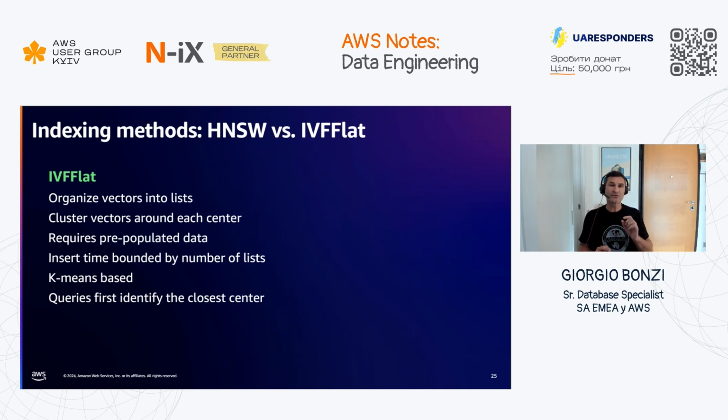When you execute a similarity search, your search vector is compared only with the centroid of each cluster. And the comparison between the vectors is only inside the cluster with the closest centroid. So using this algorithm, you are able to reduce the scope of your similarity search.